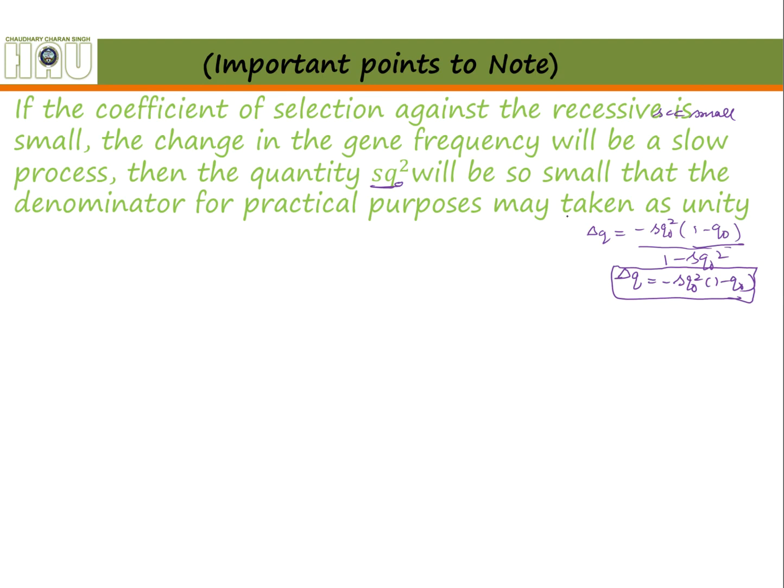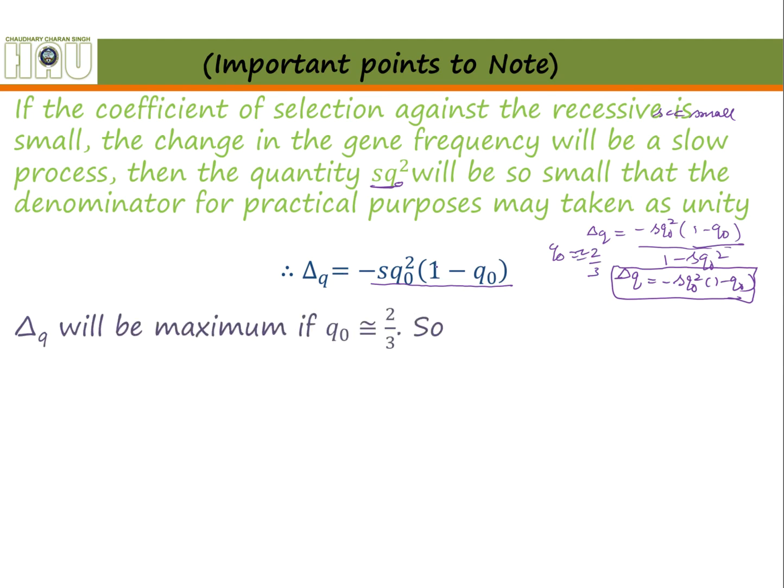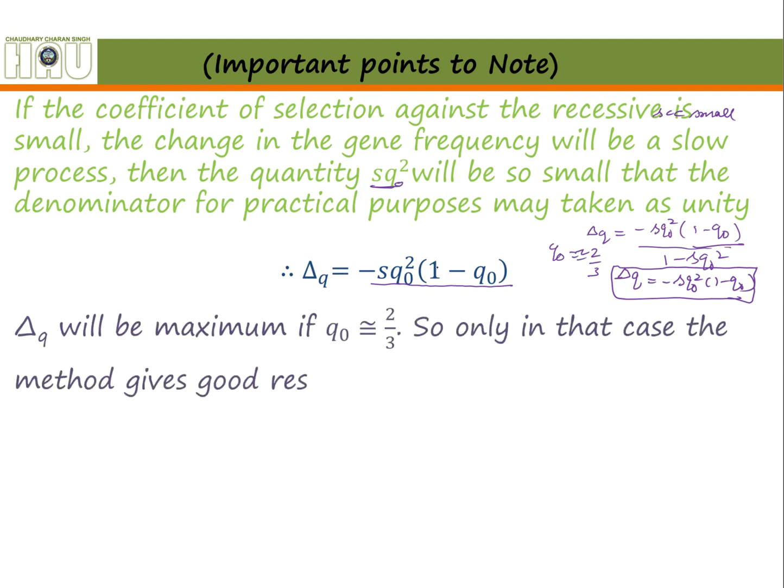I will use this expression for the change because S is very small. We have taken SQ0, and we will take this denominator as unity. So delta Q for all practical purposes will be given by this relation. Now delta Q will be maximum when Q0 is nearly equal to 2 by 3. Only in that case does the method give a good response to selection.